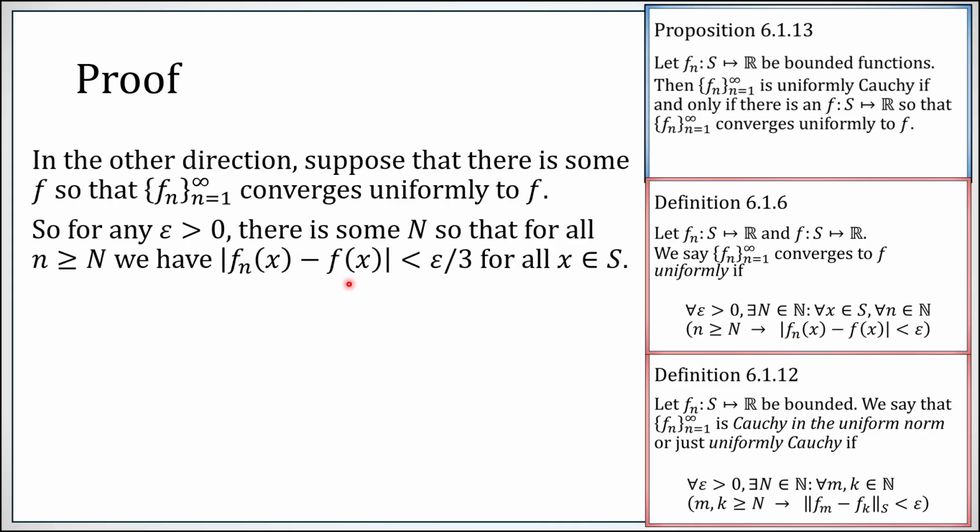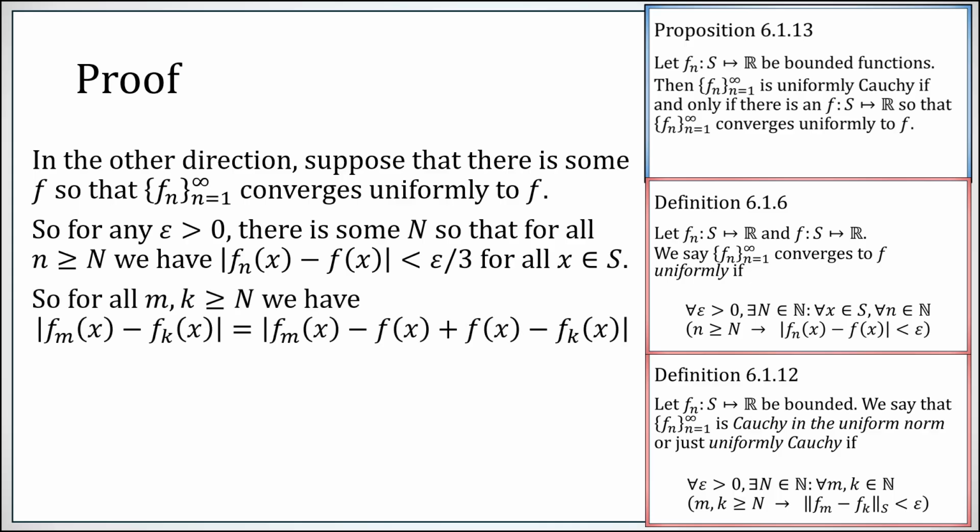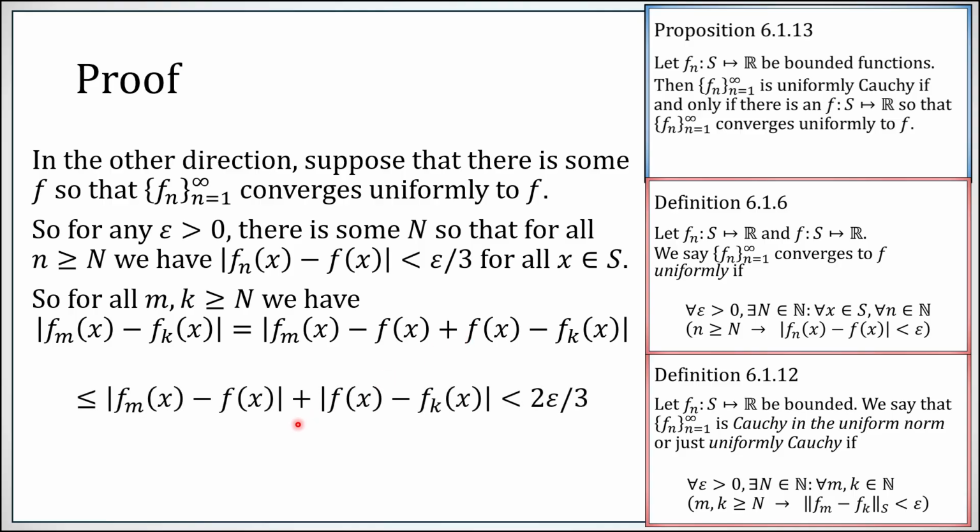Fn of x minus f of x is less than any arbitrary positive amount. We're going to use epsilon over 3. And this holds for all x. Therefore, for any two indices past capital N, fm of x minus fk of x, well, I throw in this plus or minus f of x and use the triangle inequality. But now I have two indices, both past the point where uniform convergence to f of x gives us this is less than epsilon over 3 and this is less than epsilon over 3. So overall, fm of x minus fk of x is always less than 2 epsilon over 3.